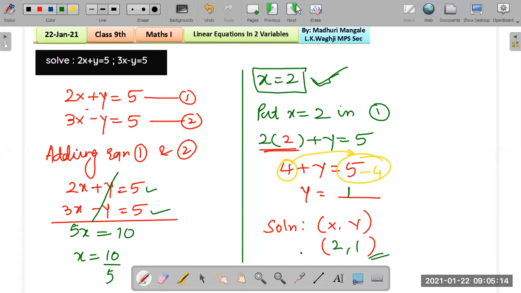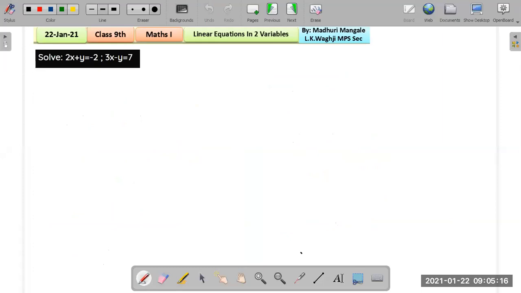Let us move to the next question. I hope you would start enjoying now because you have understood the process. We are solving here and giving your answers on the quiz link. Okay. So this is the second question, third question. It's 2x plus y equals to minus 2, 3x minus y equals to 7.